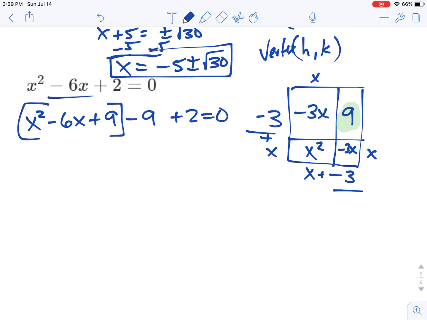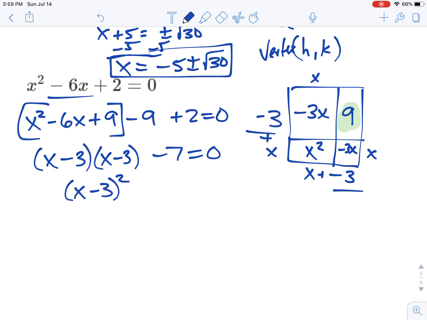These three parts here were the parts in the square. That's this whole thing put together. So I put square brackets around just to kind of show that. We know how that factors. That's x minus 3 times x minus 3. Combine our like terms here, we get minus 7 equals 0. This is x minus 3 squared minus 7 equals 0. Which means the vertex would be (3, negative 7), in case we needed that.